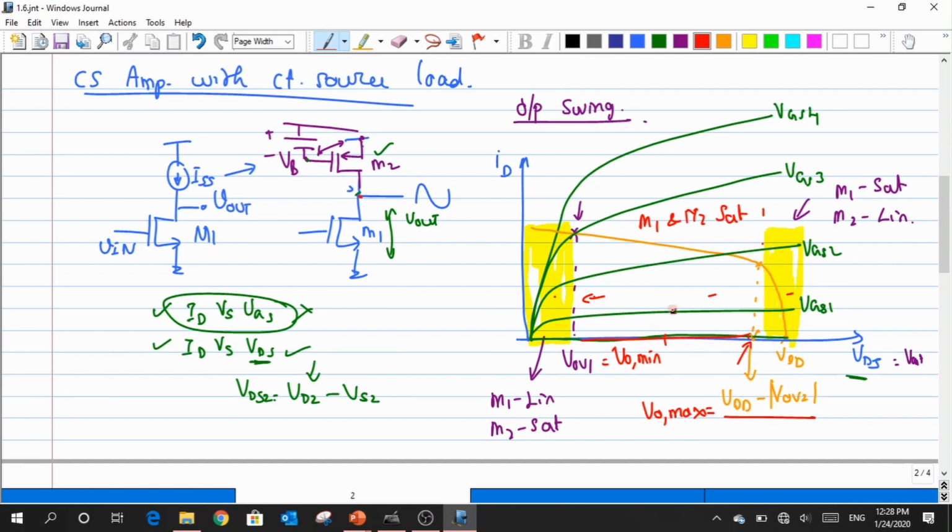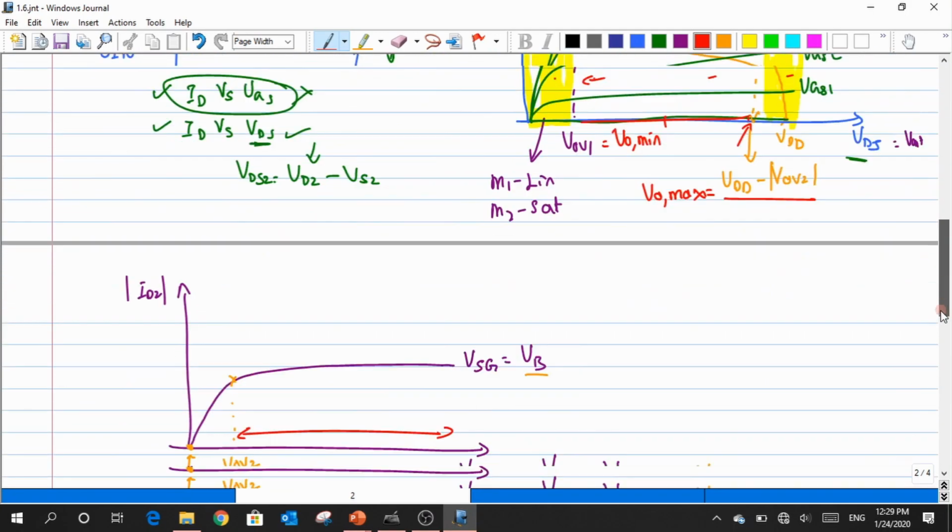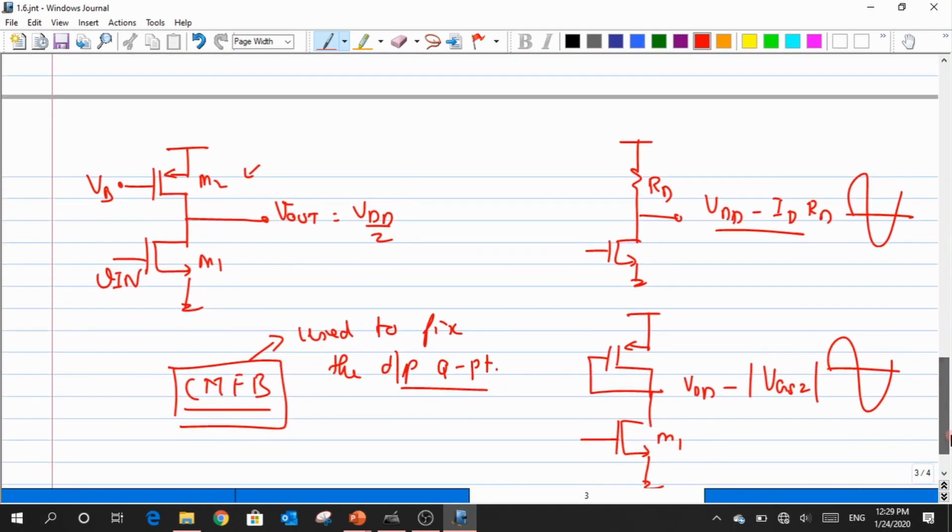But which particular point where I have to fix my Q point is the major question. So we always want the Q point to be somewhere in the middle of these two segments. That particular point has to be fixed by an extra circuitry, which is called a common mode feedback. Is that clear? So now, let us assume that I have fixed my Q point. Base value is fixed.